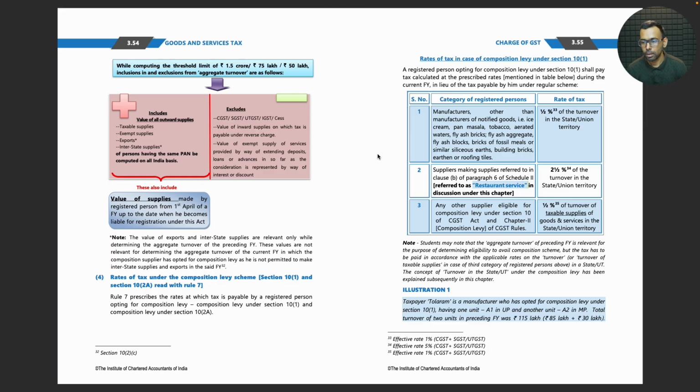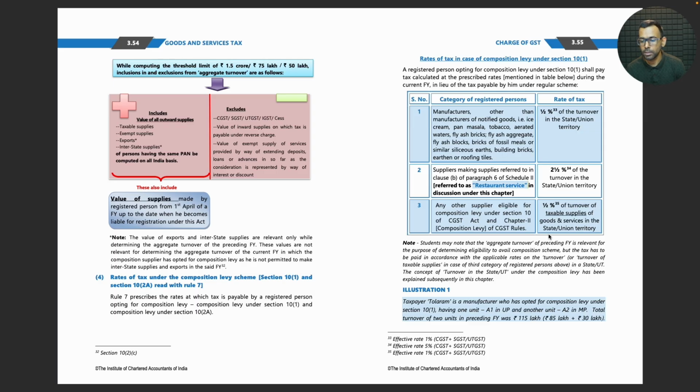Composition levy computation. So the effective rates are, if you are registered under 10 subsection 1, if you are manufacturer other than manufacturer of notified goods, 1% is the effective tax rate. If you are a supplier of restaurant service, you have 5% of GST. Any other supplier eligible for composition levy under section 10 of CGST Act and chapter 2 of CGST rules, 1% of taxable supplies of goods and services in the state or union territory.